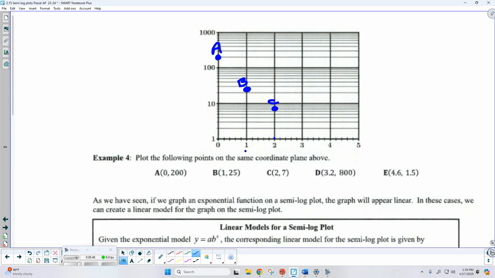Okay, so who wants to show me point D? And don't worry about the fact that the X's are decimals. Every tick mark horizontally, that's 0.2. Okay, Naya, want to show me? So show me 3.2, 800.